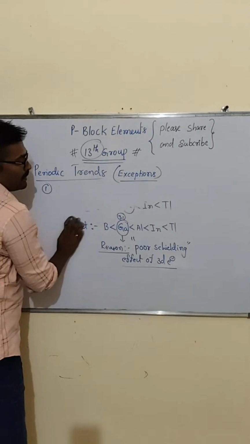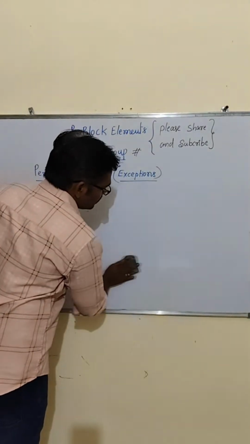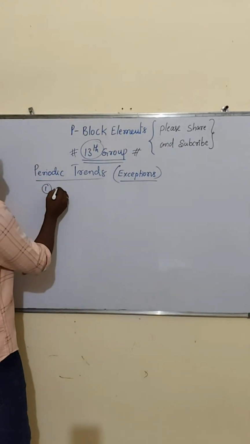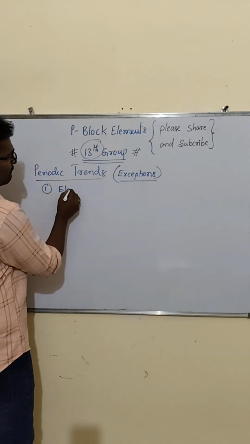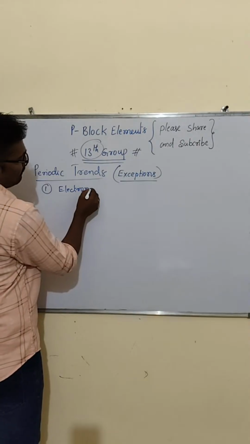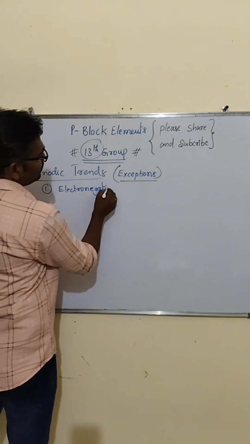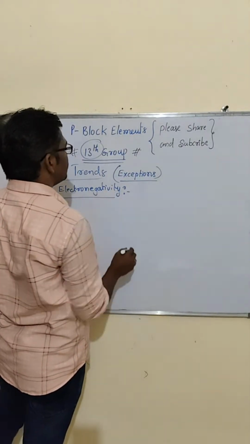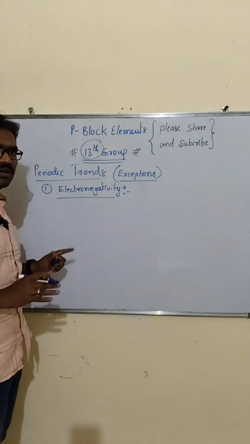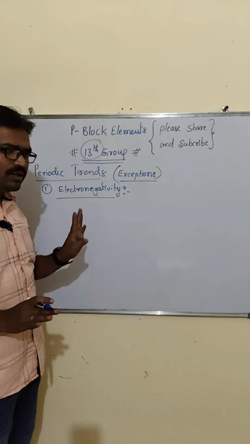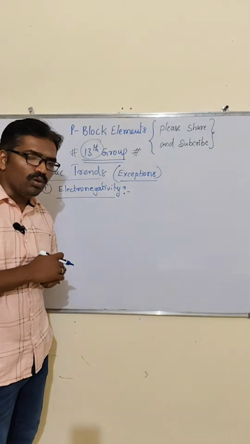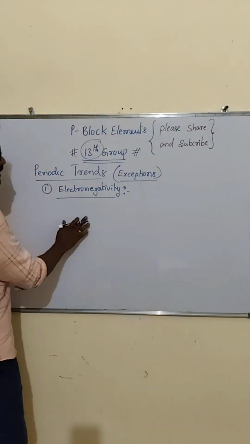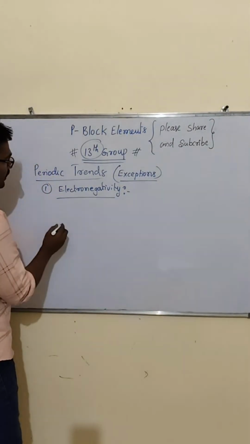The second one we have to discuss is electronegativity. For electronegativity, sir, I will tell you one shortcut trick. Electronegativity, boron is at the top, right? Then after that, you have to remember the electronegativity order with a shortcut trick.